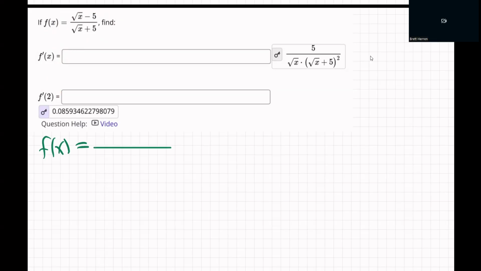So the first thing I'm going to do is make that x to the half and that x to the half. Because remember, square roots are x to the half power. It's just easier to do the derivative rules. Okay, so we're going to take the derivative.